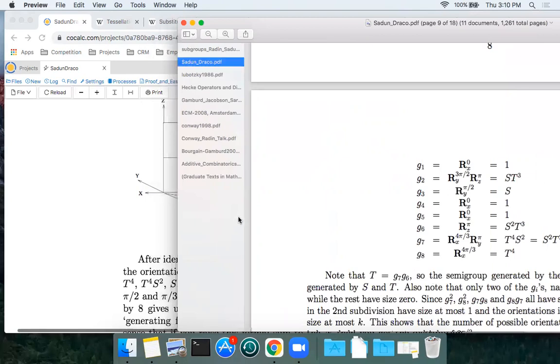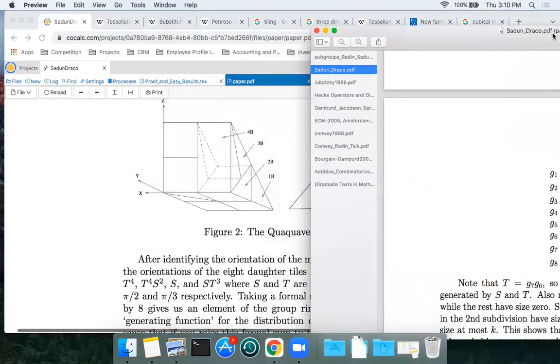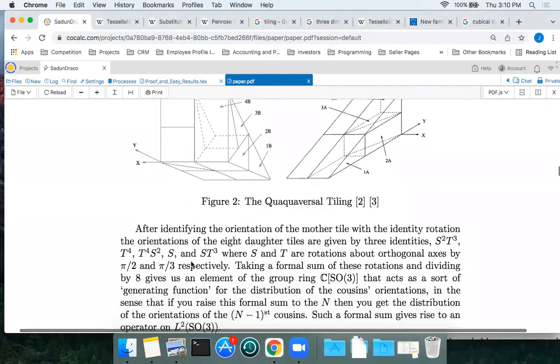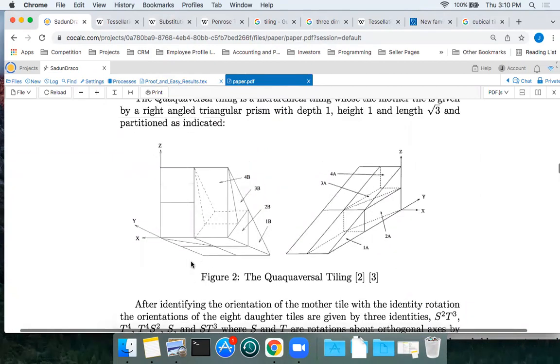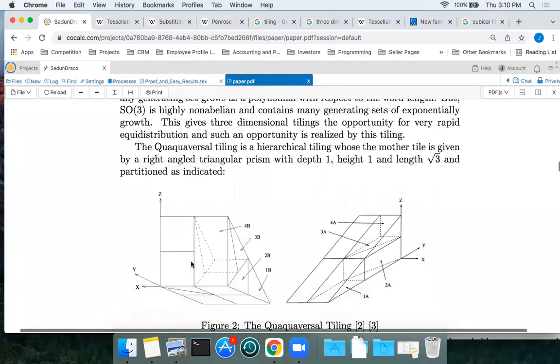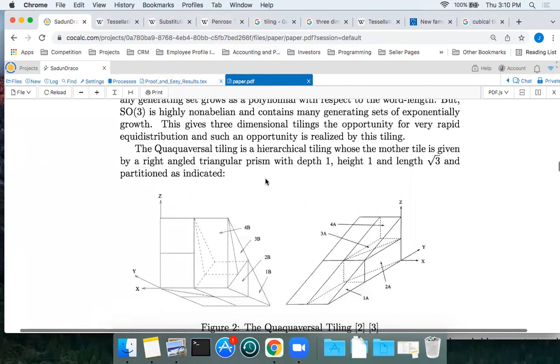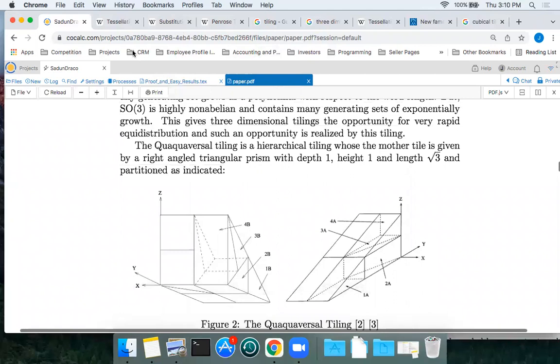Okay, so the tiles are given by a rotation. Okay, well, actually, this isn't that important, not for right now. Okay, so just to get it straight, the point is that these rotations do not generate a finite group.